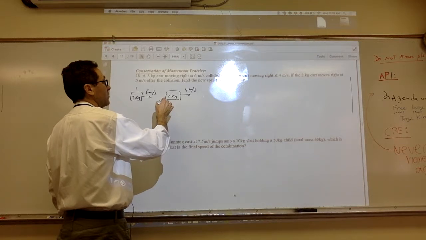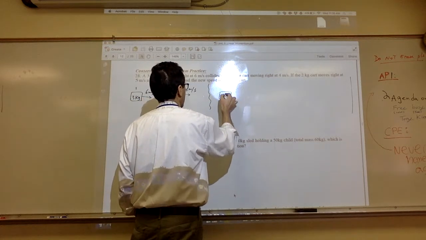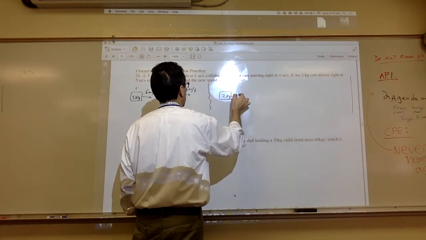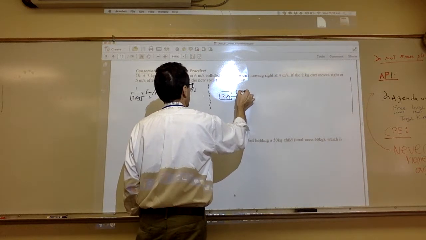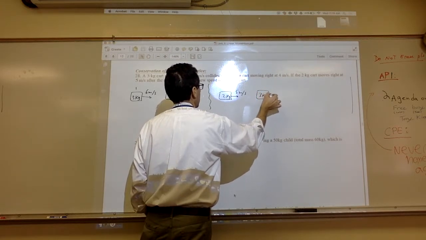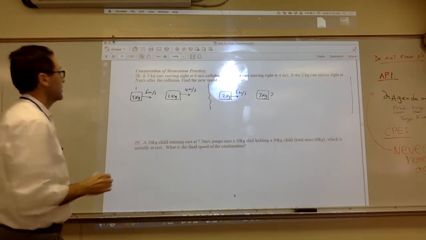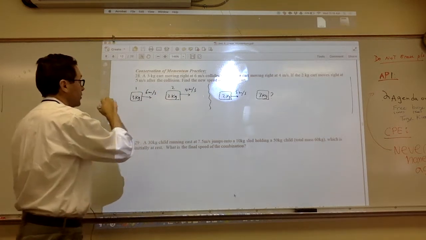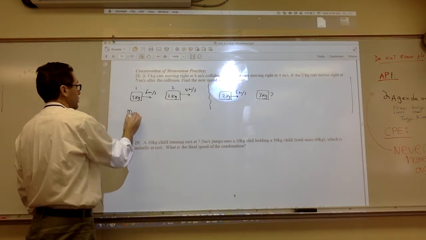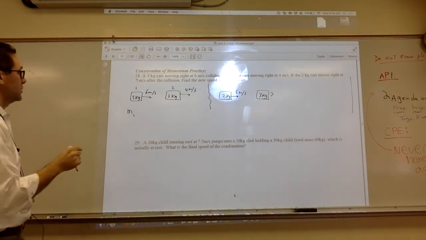If the 2 kilogram moves right at 5, so after they collide, here's the 2 kilograms, and it's moving right at 5 meters per second. Now the question is to figure out the velocity of the 3 kilogram object. So this is object 2. Here I'm going to write the total momentum, assuming that there is no external impulse during the collision.